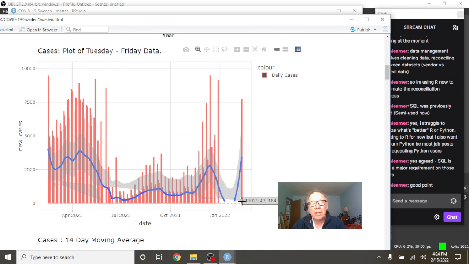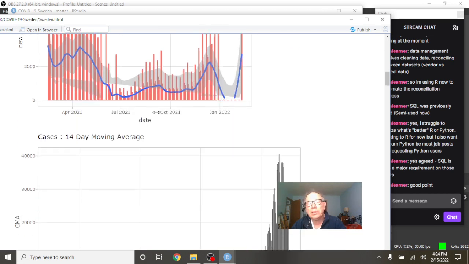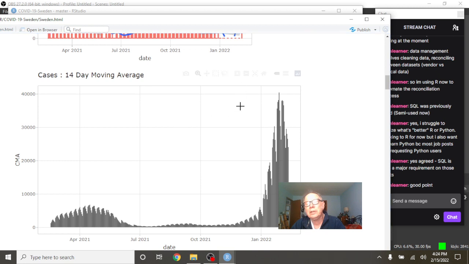For whatever reason, you have these very low numbers back over here. I don't know what that is. But of course, this is a Tuesday, so all of a sudden we got this big spike back up here. So let's look at some different numbers here.